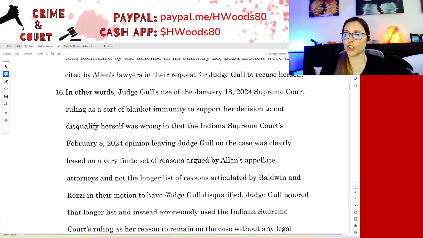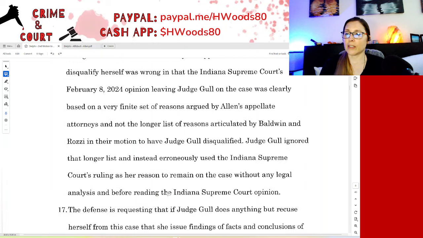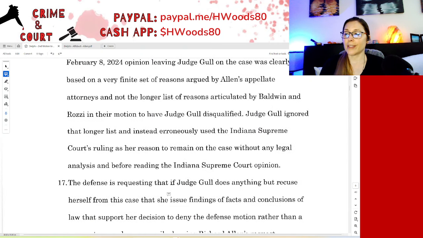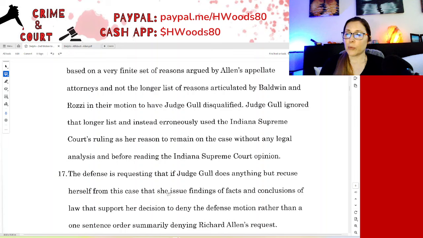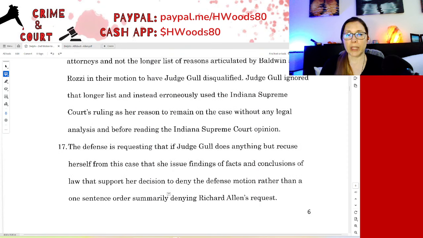Number 16, in other words, Judge Gull's use of the January 18, 2024 Supreme Court ruling as a sort of blanket immunity to support her decision to not disqualify herself was wrong, and the Indiana Supreme Court's February 8, 2024 opinion leaving Judge Gull on the case was clearly based on a very finite set of reasons argued by Allen's appellate attorneys and not the longer list of reasons articulated by Baldwin and Rozzi in their motion to have Judge Gull disqualified. Whew. Judge Gull ignored that longer list and instead erroneously used the Indiana Supreme Court's ruling as her reason to remain on the case without any legal analysis and before reading the Indiana Supreme Court opinion.